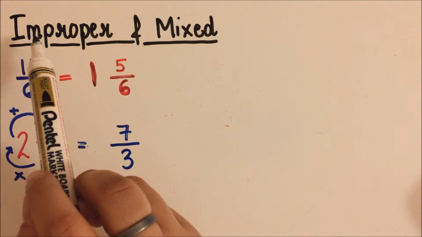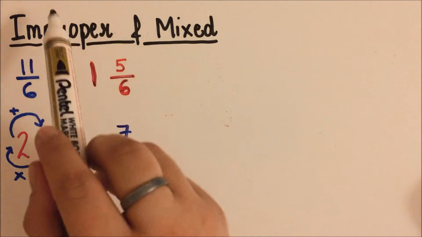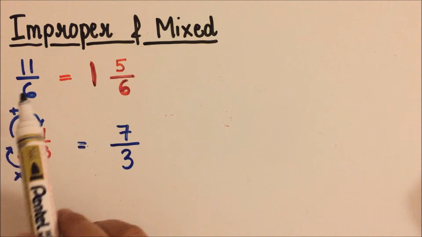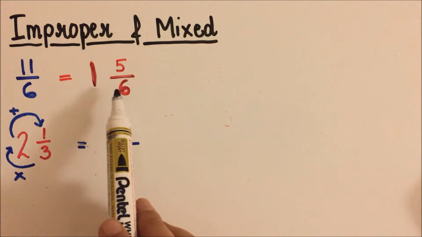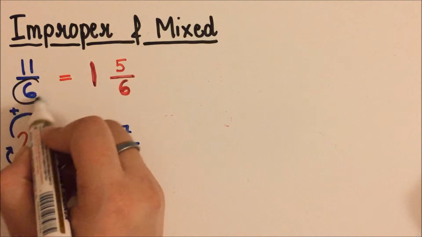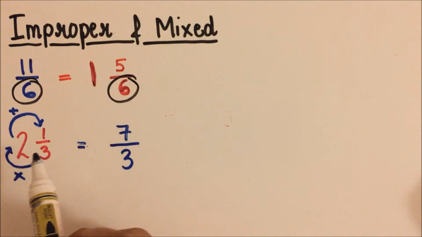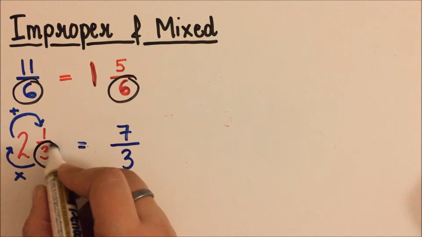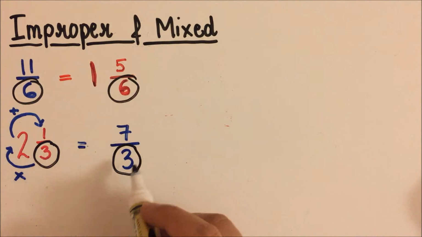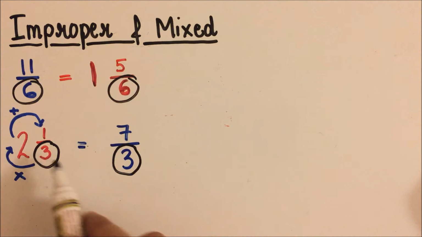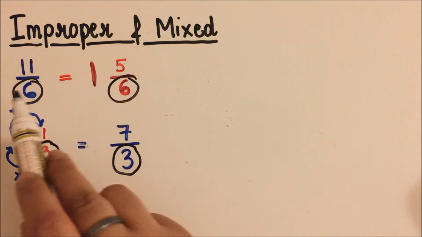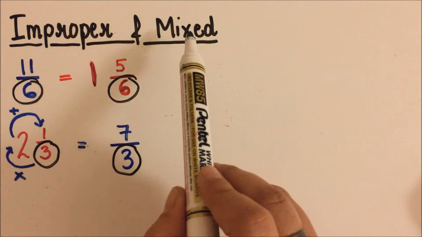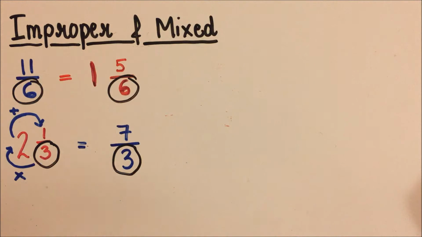It doesn't really matter whether you're converting from improper to mixed or mixed to improper. In either of the cases, the denominator always stays the same. So if you're converting from improper to mixed, the denominator 6 stayed the same in both of the cases. And when you're converting from mixed to improper, you can clearly see that the denominator stayed the same. So be careful that you don't mix these numbers up. Denominator will always be the same regardless of whether you're converting from improper to mixed or mixed to improper.